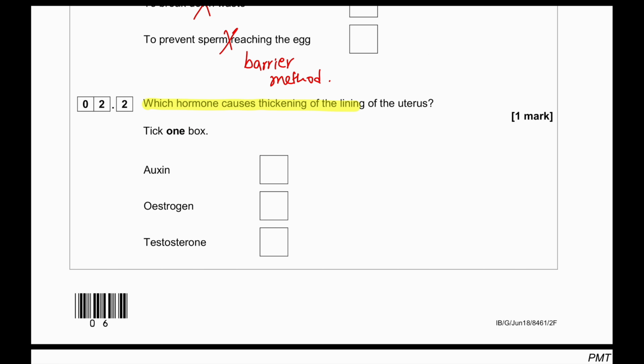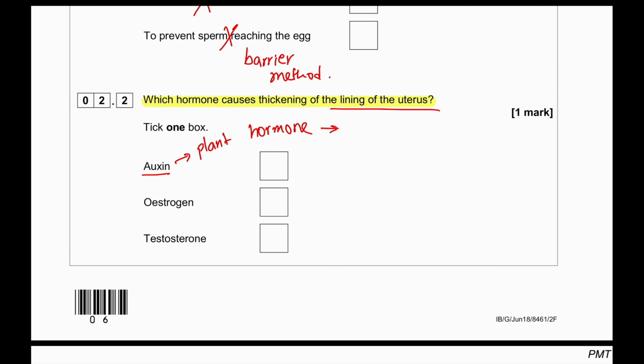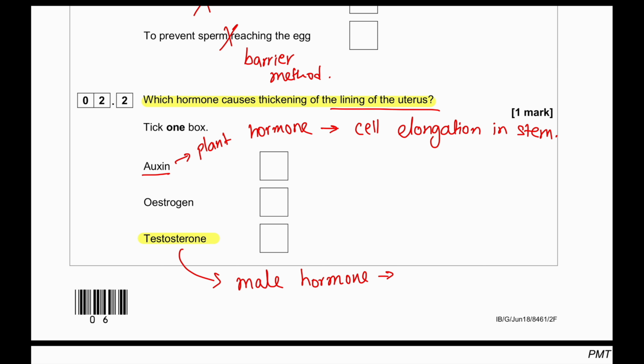Which hormone causes thickening of the lining of the uterus? When talking about thickening of the lining of the uterus, the hormones estrogen and progesterone should come to mind. Auxin, which is mentioned here, is a plant hormone. This hormone is needed for cell elongation in plants, specifically in the stem. And testosterone, on the other hand, is a male hormone. The purpose of this particular hormone is to build up secondary sexual characteristics. Finally, estrogen is a female hormone which is needed for repairing or thickening the lining of the uterus.